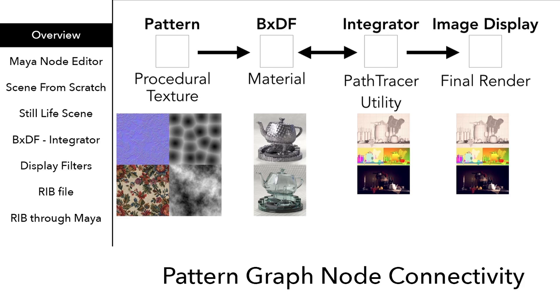We'll see those in our options in RenderMan. And then finally, it writes our final render. So that's how it all goes together. And of course, when you start layering, you'll start layering the BXDFs and the patterns, not the integrator. So we'll see that. So let's take a look at it in Maya and set up a really simple example.